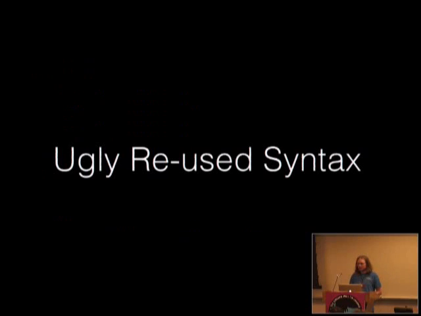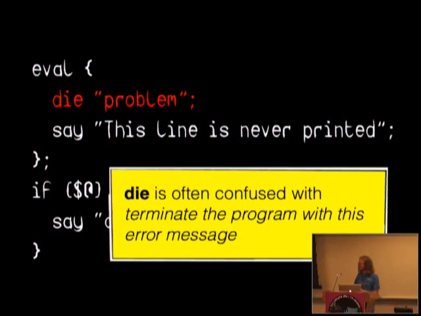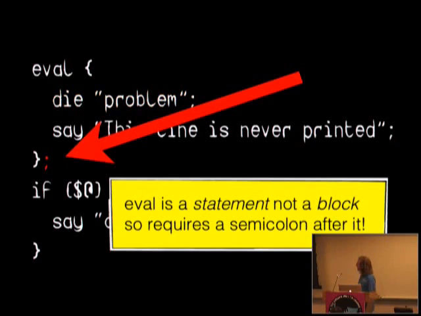So this is all ugly reuse syntax, which sucks. Eval is really often confused with eval string, which is how you compile Perl code within Perl code, and it doesn't act as a try block. And you have this die statement, which means terminate the program with this error message to everybody, not throw an exception that will be caught. And then you have this semicolon, which you will forget. Because an eval statement is not a block, it's a statement, which is a fancy way of saying you need a semicolon after it. So let's look at some of the alternatives.